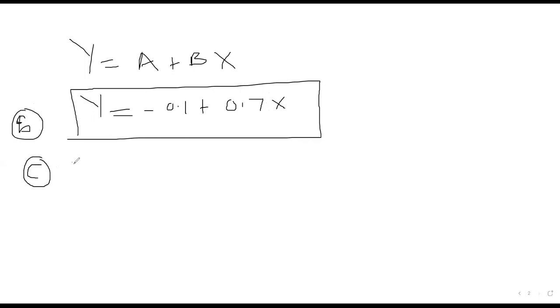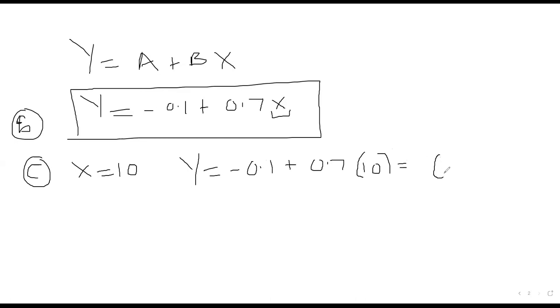See, if x is 10, what is y? So where there is x, we put 10. So we're predicting. Here we're going to have negative 0.1 plus 0.7, and here we put a 10. So the answer we're going to get is what? 6.9. We've predicted our y when x is 10.